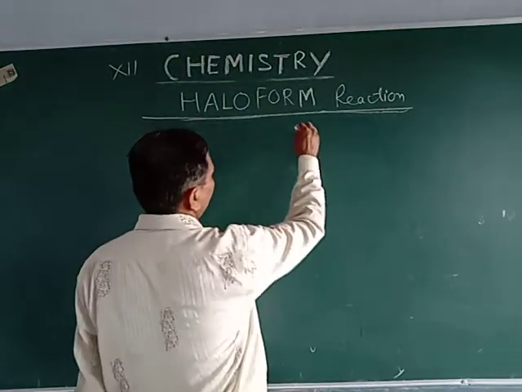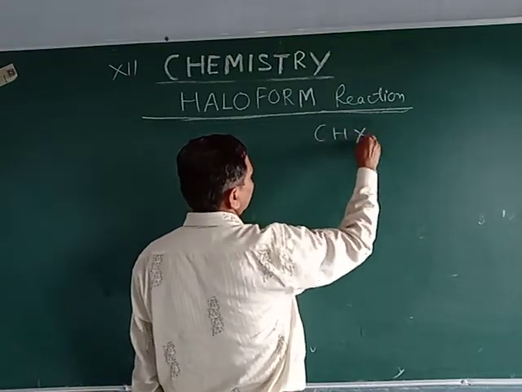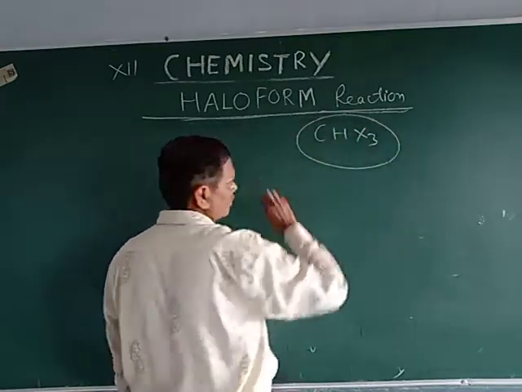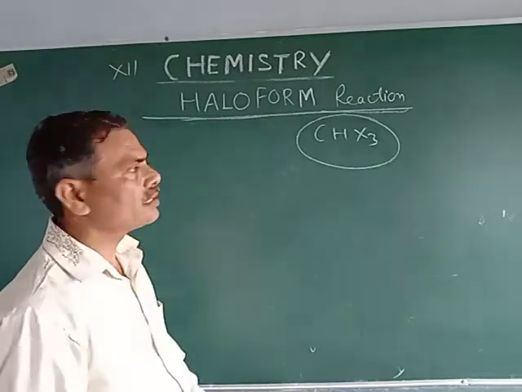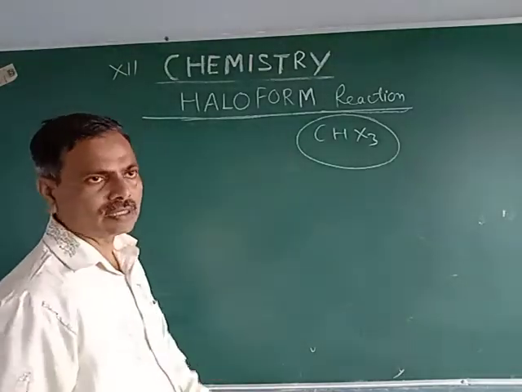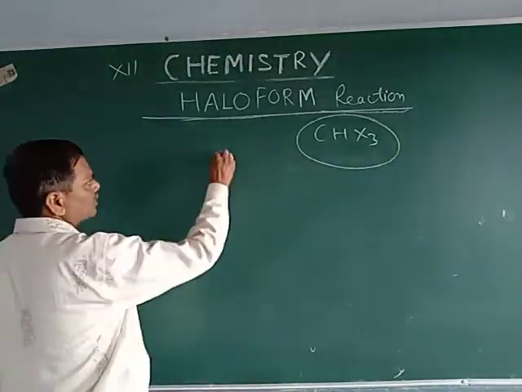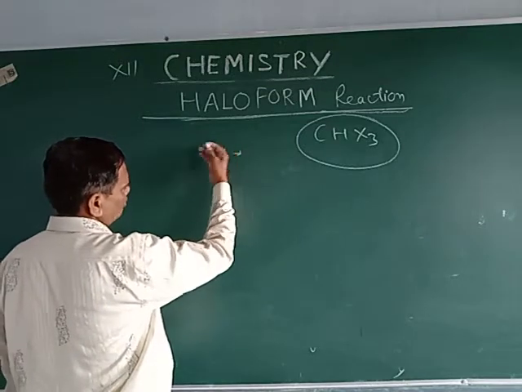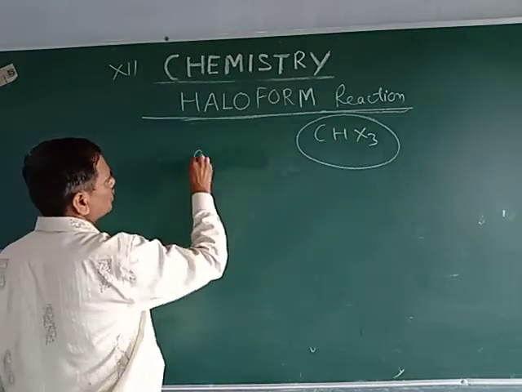The general formula of a haloform is CHX3, where X is any halogen.